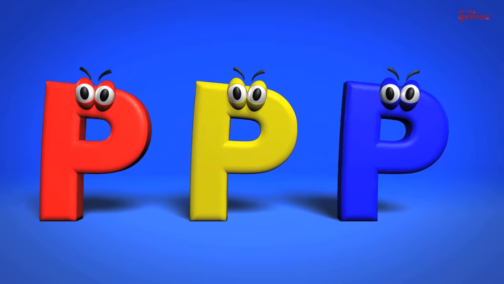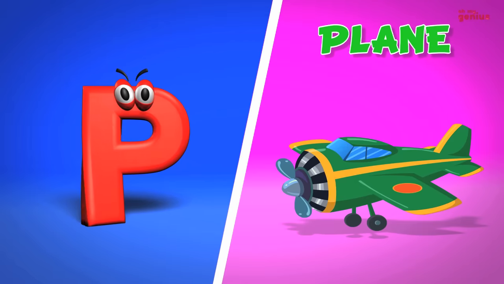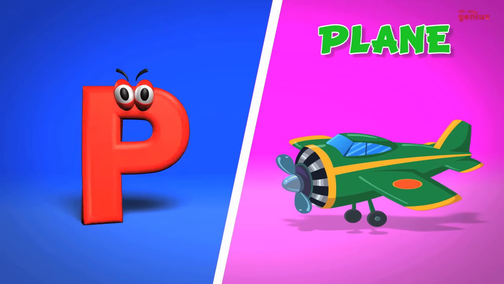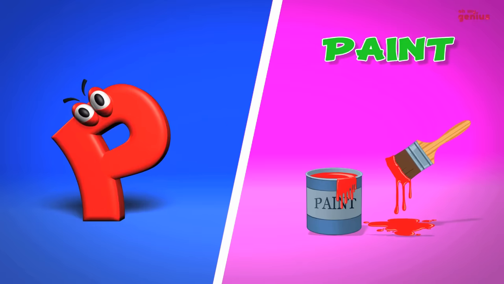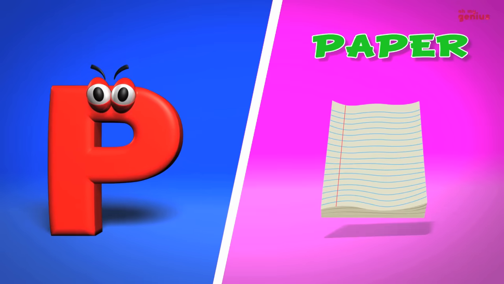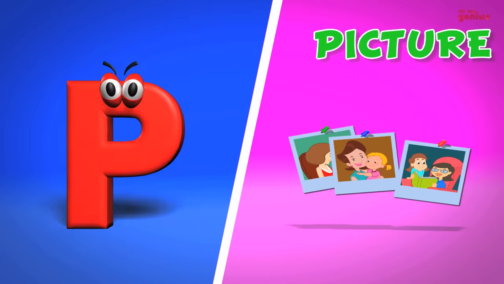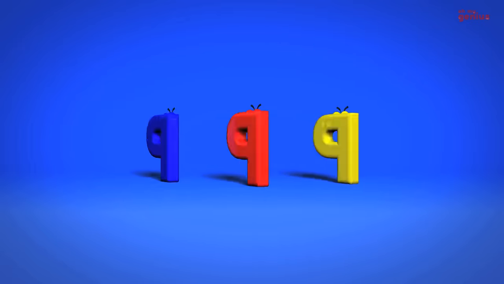Comes the letter P. P is for plane, P, P, plane. P is for paint, P, P, paint. P is for paper, paper. P is for picture, picture.